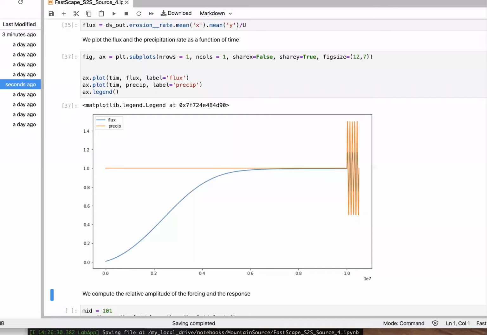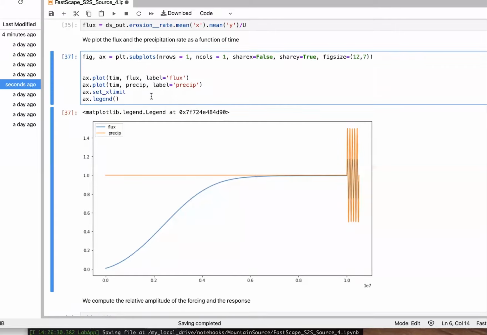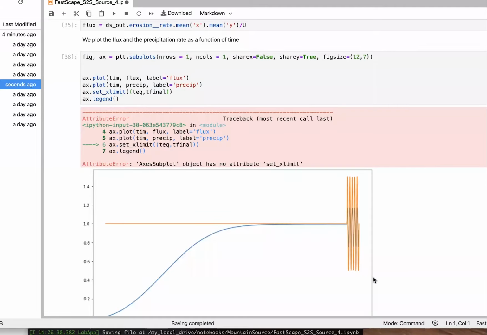I'm going to reset the axis of my plot, which I think is something like this. I'm going to go from what I call T equilibrium to T final. So I'm going to look at, oops, set X lim here, so only look at what happens after steady state. From 10 million years to 10 million years plus 500,000 years. What do I see?